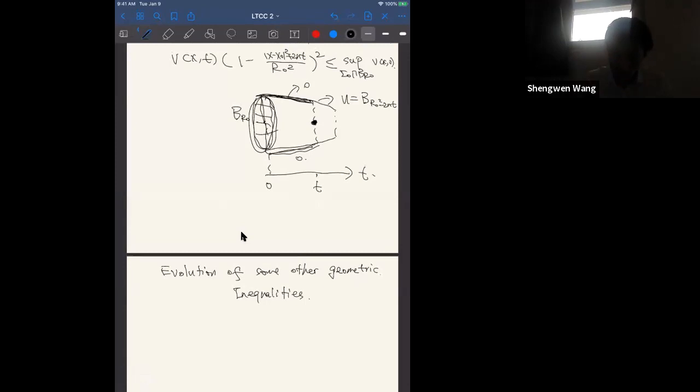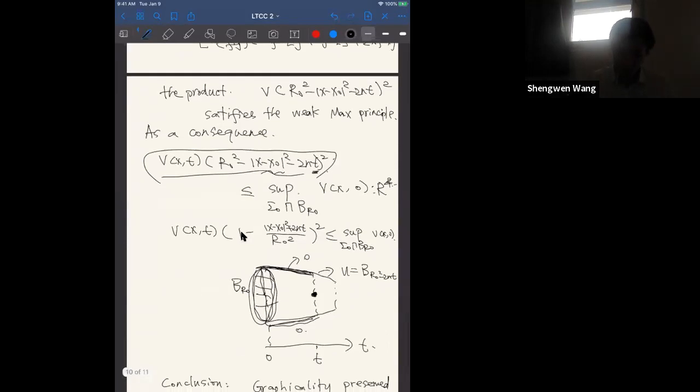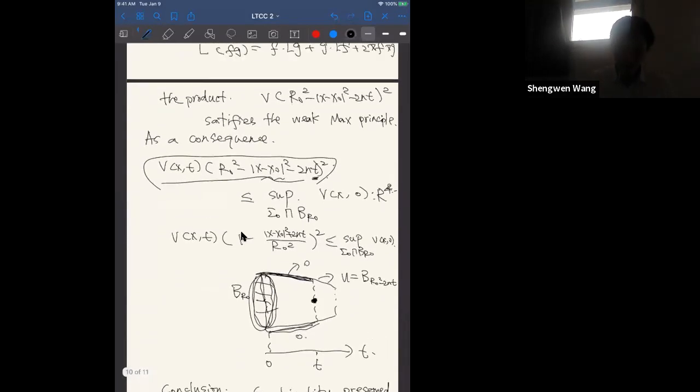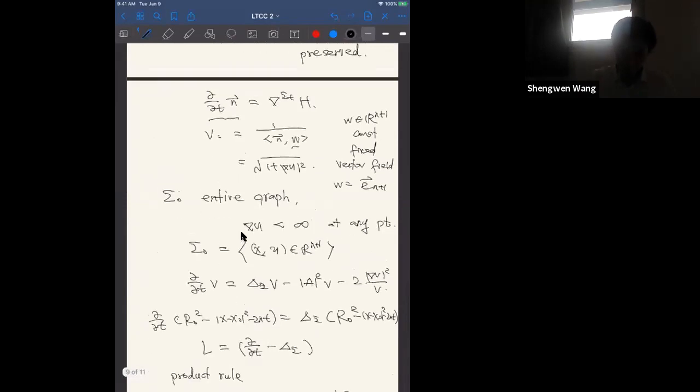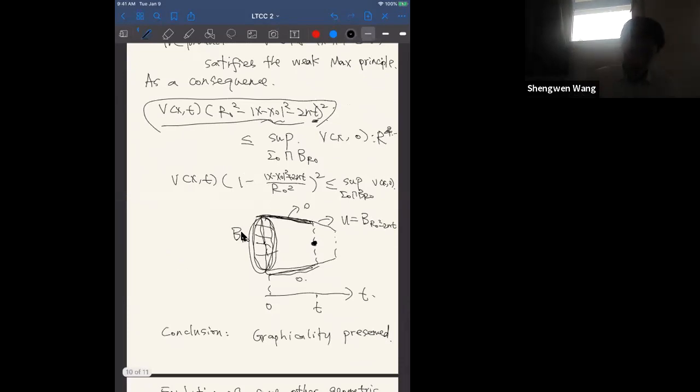I think I haven't finished the previous example, so what is the conclusion? I have to write it down for the previous example. So this is the conclusion that we decide, right? Graphicality is preserved. Okay, so let me postpone to explain a few more sentences in case there's confusion here. How do you get this graphicality?